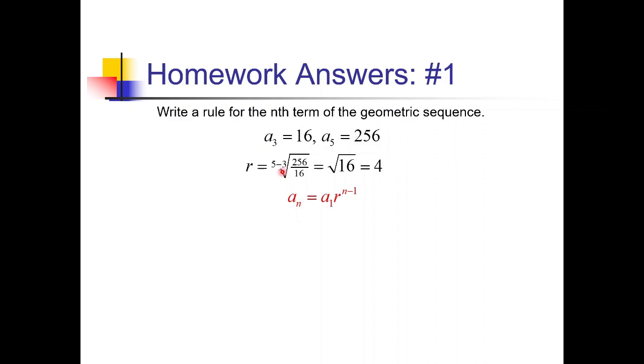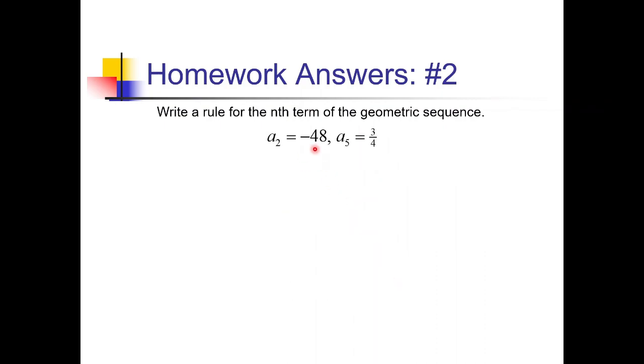So for a sub n, I'm going to use 16. a1 we're looking for. r is 4. And n then is going to be the 3 that goes with the a3 that gave us the 16. After I subtract 1 from that, though, it's going to be 2. So 4 squared is 16. So we have 16a1 equals 16. So then a1 just equals 1. Okay, and then plugging that back in, we have a sub n equals 1 times 4 to the n minus 1.